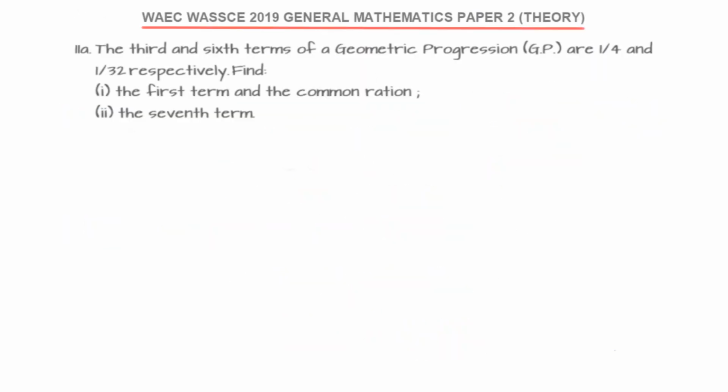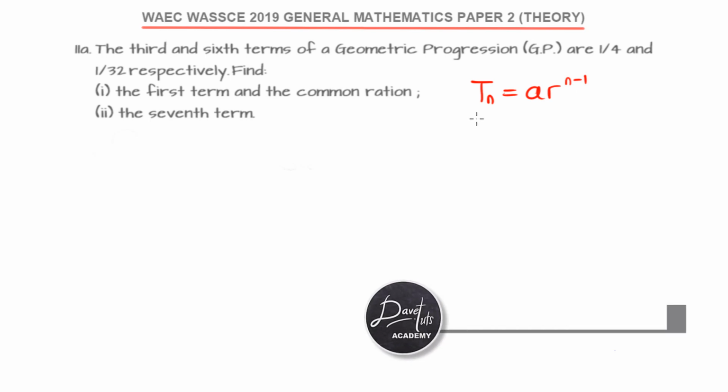The third and sixth terms of a geometric progression, a GP, are 1/4 and 1/32 respectively. We are to find the first term and the common ratio, and we are to also find the seventh term. Now, for a GP, the nth term is generally given as AR raised to power n minus 1, where A is the first term and R is the common ratio of the geometric progression.